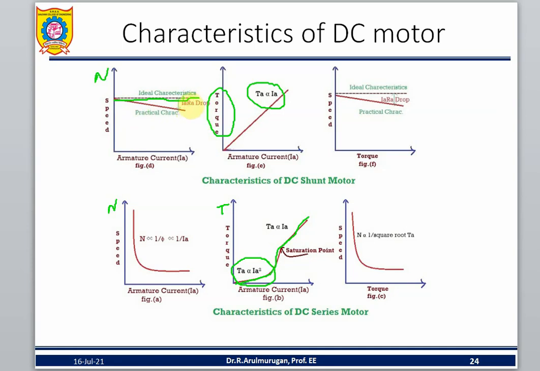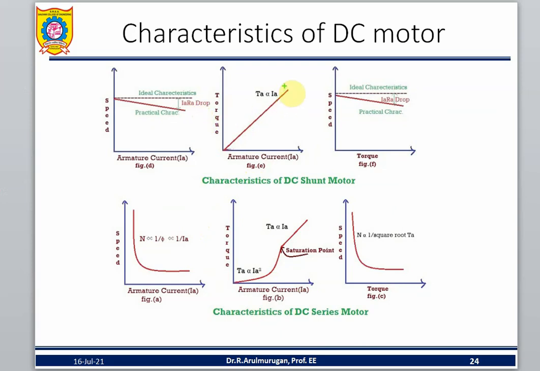Due to the Ia drop. What about the series motor? Variable speed. This is about the variable speed. So that's all about the characteristics diagram. Okay, so you can look at it.